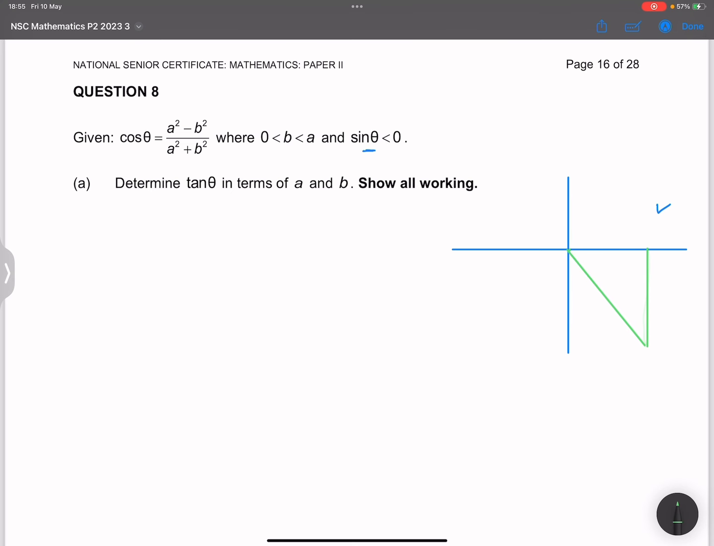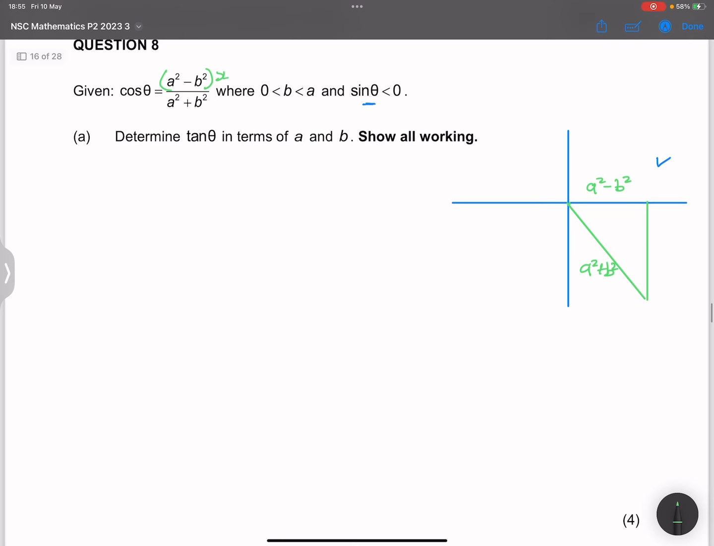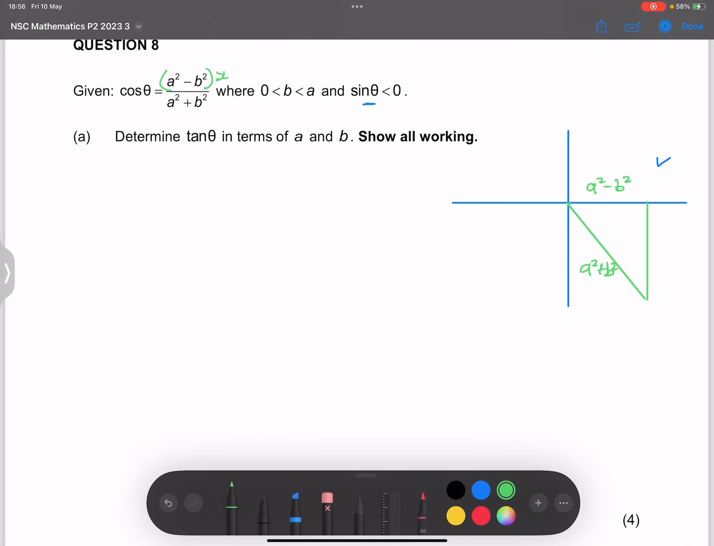Now they're telling us what is cos? Cos is x over r, right? So our x there is a squared minus b squared, right? Our r, right, is a squared plus b squared. Okay, now we can find out what the value of x is, value of y is, right? So they said to us, okay, so let's write that down in the blue that we've been using.